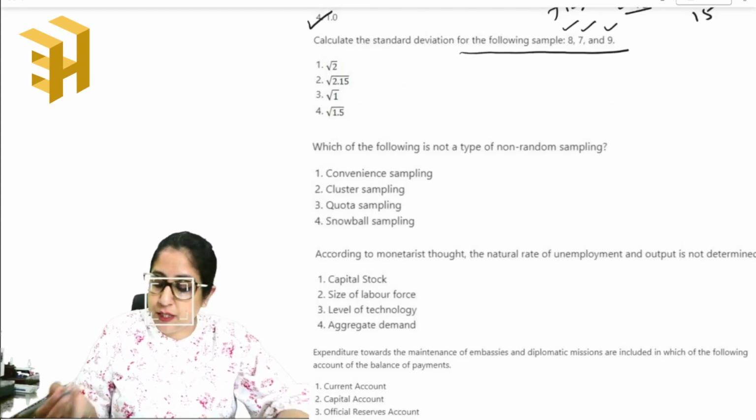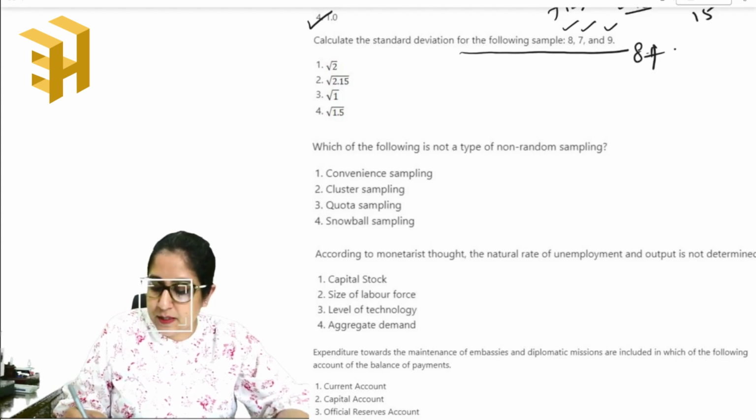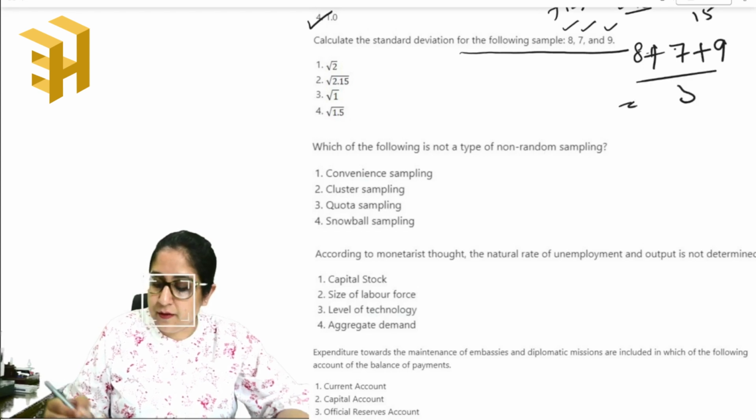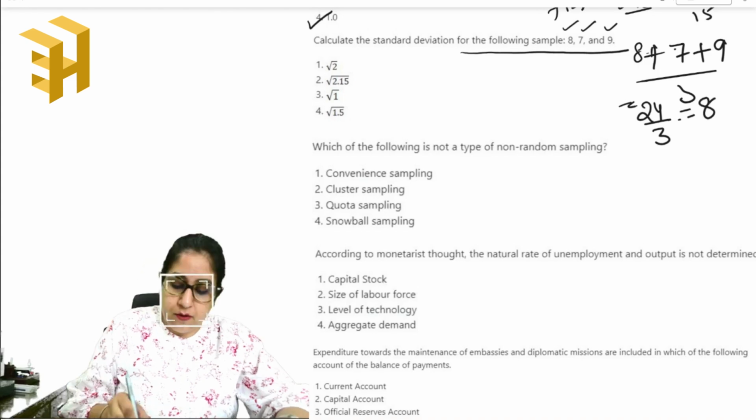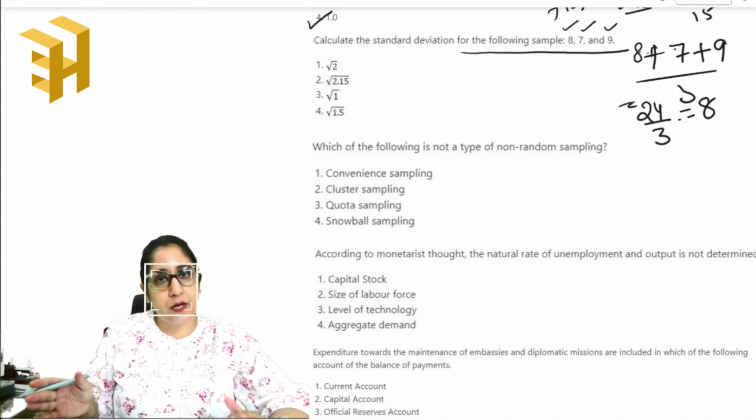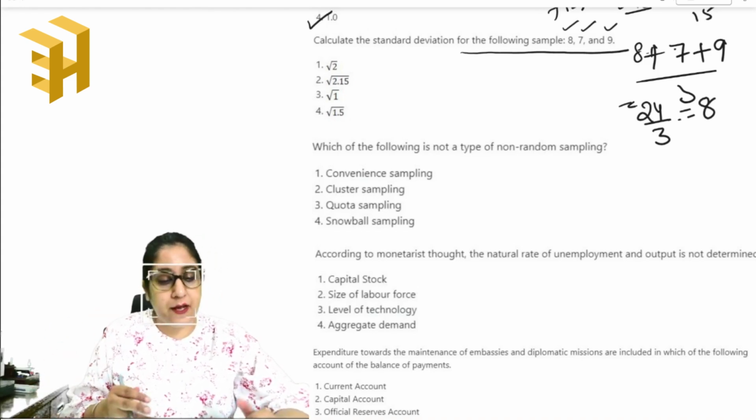So first we take a mean of it, right? 8 plus 7 plus 9 divided by 3. So we get 24 divided by 3, which is equal to 8. Okay. In this question, after calculating the mean, first we need to find the variance.